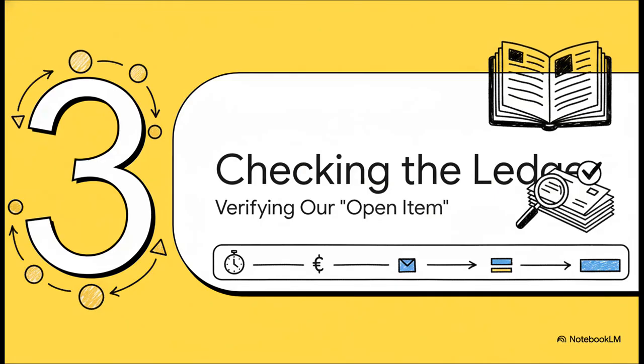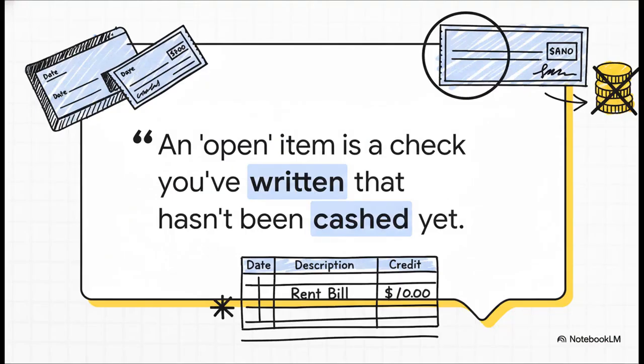So, we've posted the expense, but how do we actually confirm the company now has an unpaid bill sitting on its books? Well, we have to run a report to see the line items in our ledger. It's time for checking the ledger. A great way to think about this whole thing is to imagine a digital check register. We've recorded the rent bill, okay? But since we haven't actually paid it yet, it's considered an open item. It's like a check you wrote that hasn't been cashed. The obligation is there, but the money hasn't moved.